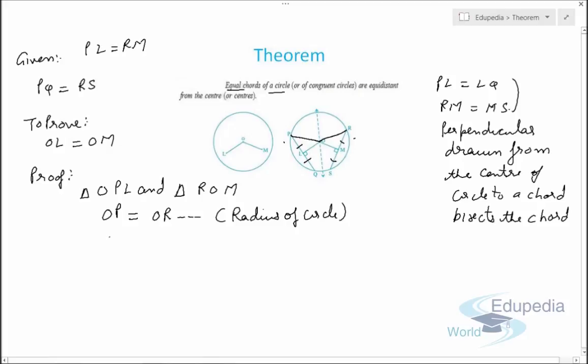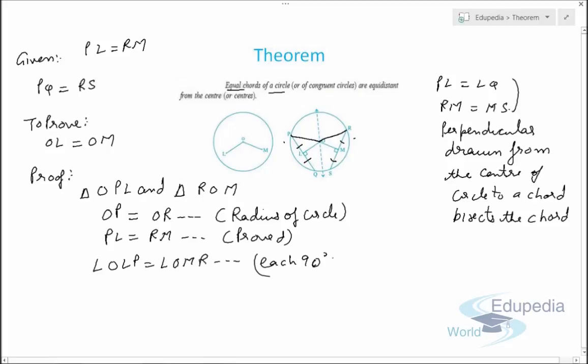Now, so we have another condition, that is PL equals to RM, which is proved. Now we have proved, and we can say that angle OLP equals to angle OMR, so each 90 degree, right? Now we have three conditions, 1, 2, 3. Now let's see which congruency condition fulfills the criteria.